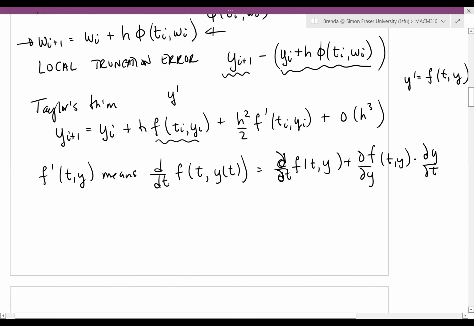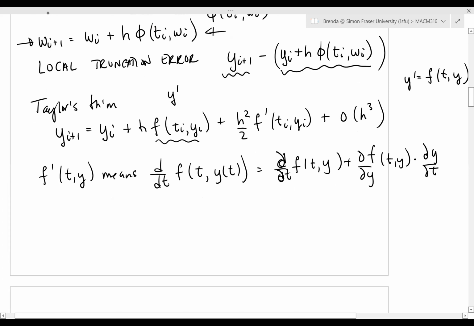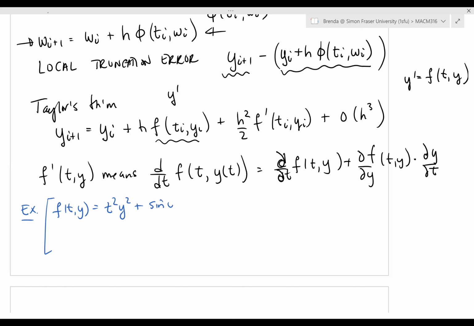Let me just put an example here. Okay, here's my example. Imagine the situation where f of t, y looks like this: t squared, y squared, plus sine y. That would mean that this differential equation is y prime equals t squared y squared plus sine y. That would be the differential equation. And so this is our function right here, f of t, y. It's a function of t here.